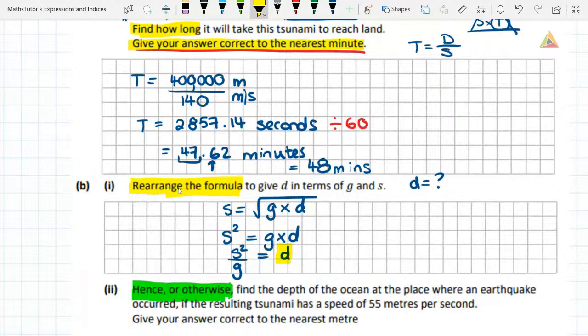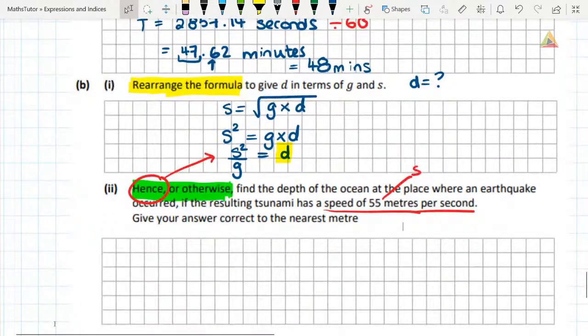The last part of that question, and I've highlighted here that it says, hence or otherwise, find the depth of the ocean. When it says hence, we have to make sure that we use this answer. When it says otherwise, we can go back and use the answer from the beginning. So it doesn't matter with that one. All we would be doing there is subbing into one or other of those formulas. It's going to say the depth of the ocean where an earthquake occurred if the resulting tsunami has a speed of 55 meters per second. So we know that that's S, and give your answer correct to the nearest meter. And we know that G stays the same each time.